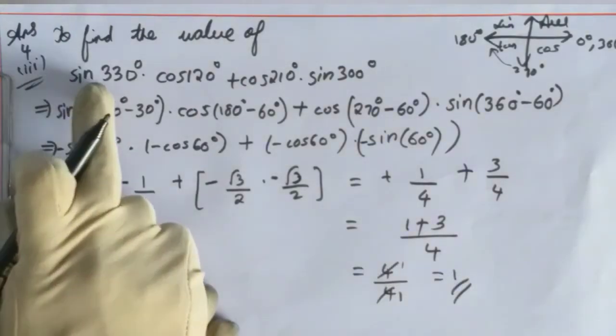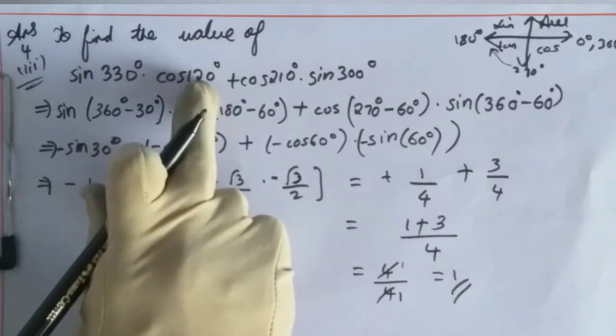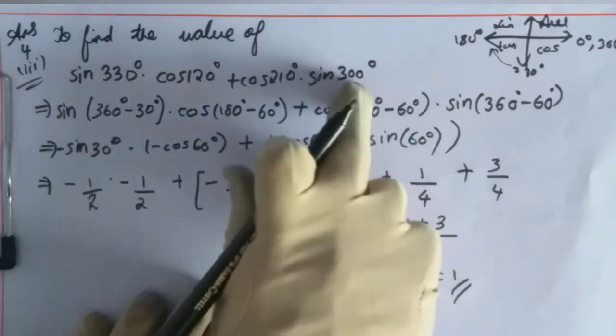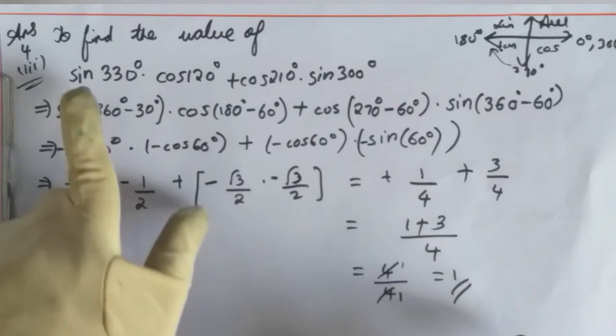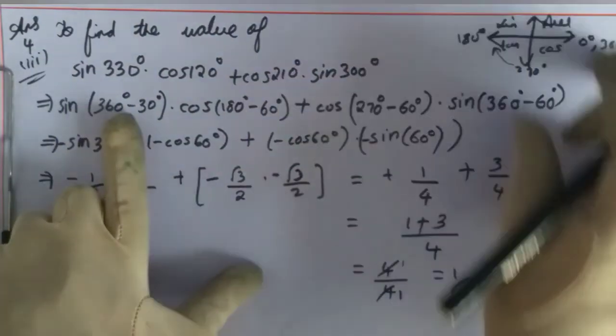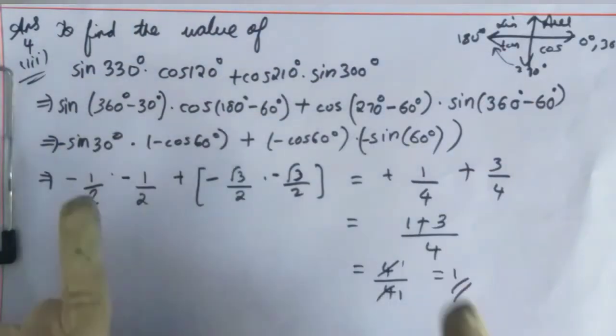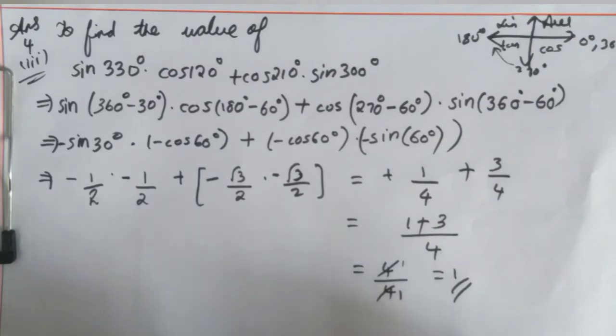So, we got the value of sin 330 into cos 120 plus cos 210 into sin 300 as 1. You should know the concept. After opening, according to the quadrants, you should write this sign. If you want any help in these signs, you can go and refer to the second lecture of trigonometric ratios up to transformations in the playlist on our channel. Okay, I'll explain the concept in detail in that.